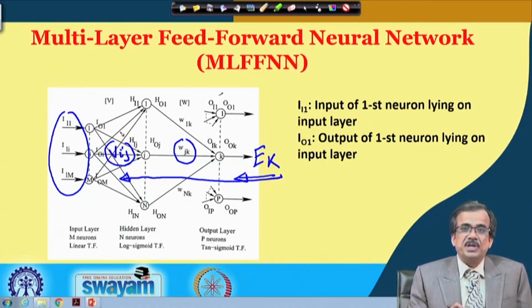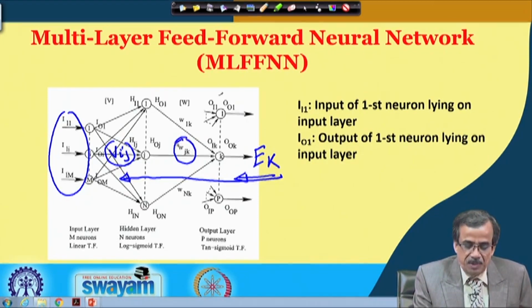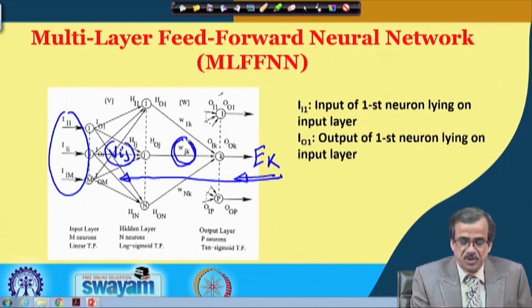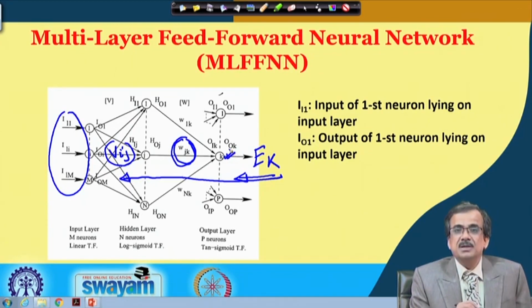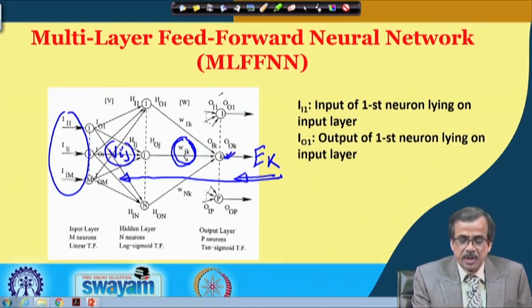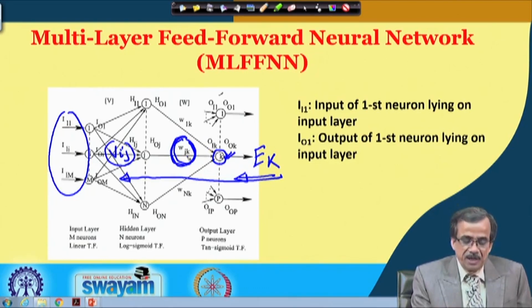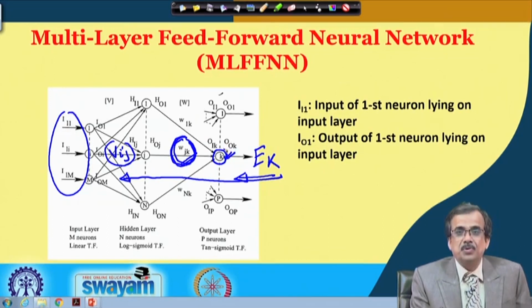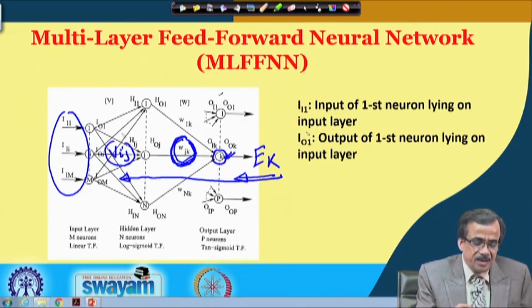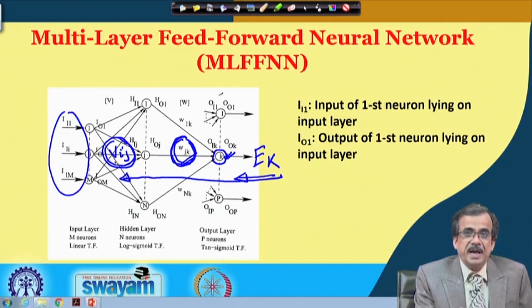And another thing I am just going to tell you is that this Wjk has got some contribution on the output of this kth neuron, but it has got no contribution towards the output of the other output neurons. So, Wjk has got contributions towards the output of only this kth output neuron. That means, if I want to update this Wjk, I will have to consider only the kth output neuron and its error.